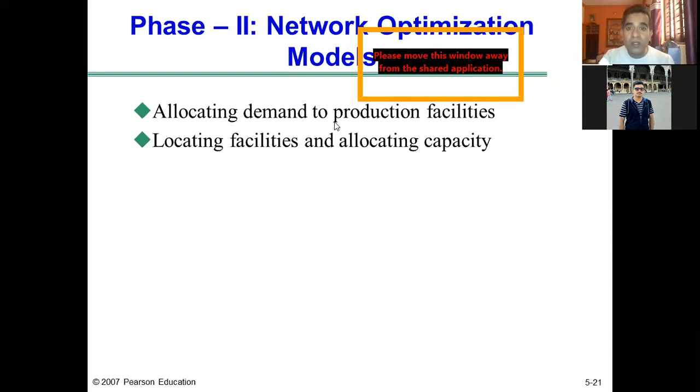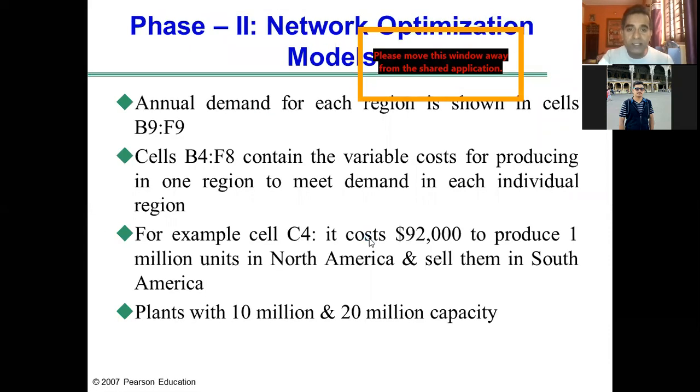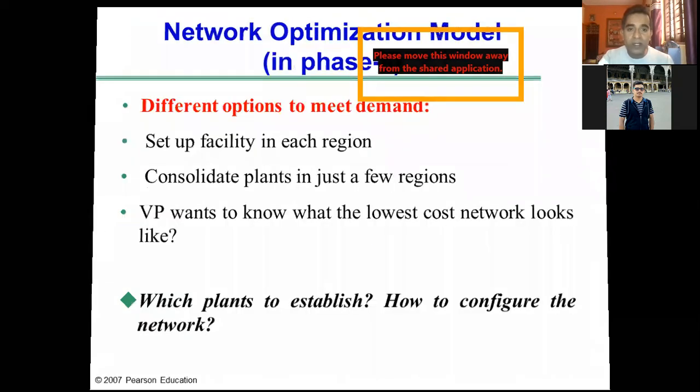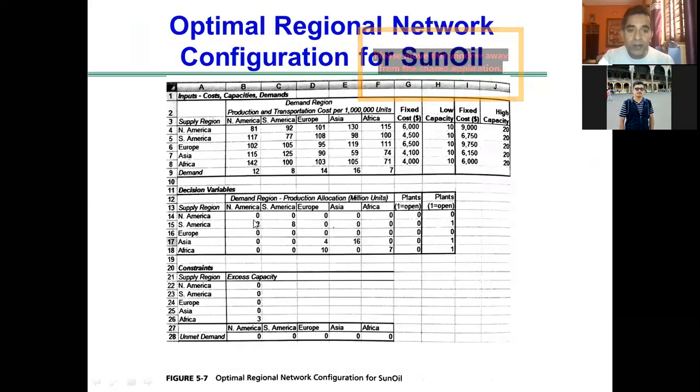Allocating demand to production facilities. So that is what we can see here. The demand is allocated to each production facility. The total demand in North America is 12 million units. The entire North American demand is allocated to South America. Then the total demand in South America is 8 million units. So the entire demand will be met from the South American plant itself.